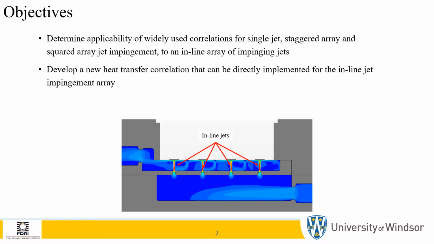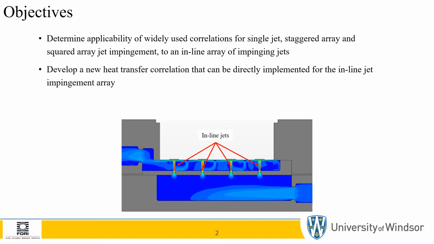We look to study the available correlations that are commonly used in the literature, such as those for single jet impingement or square and staggered arrays of impinging jets, and we look to investigate the applicability of these correlations towards the inline array type. Furthermore, we look to develop our own new correlation that can effectively predict the heat transfer performance of the inline array type in terms of the Nusselt number.